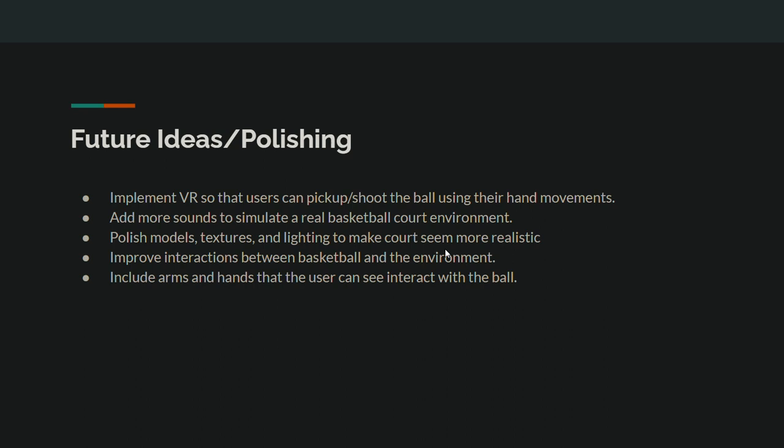You can improve interactions between the basketball and the environment, and you can also include arms and hands that the user can see as they interact with the ball. For example, when they're dribbling, you can put a hand on top of the ball, or when they're shooting, the hands can come up from their sides.